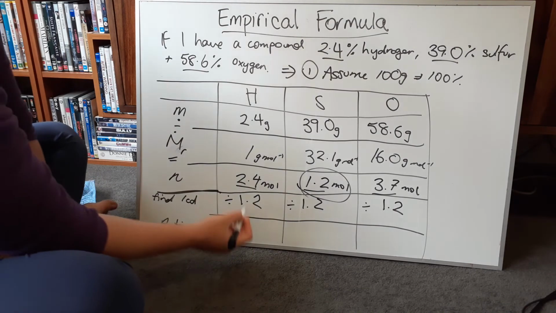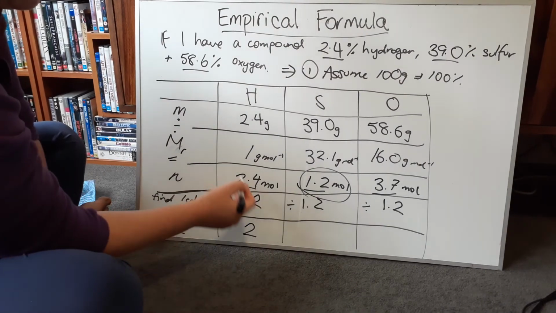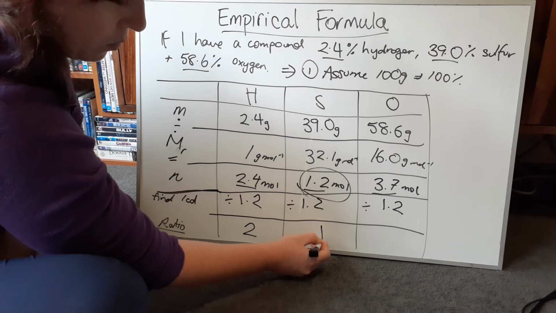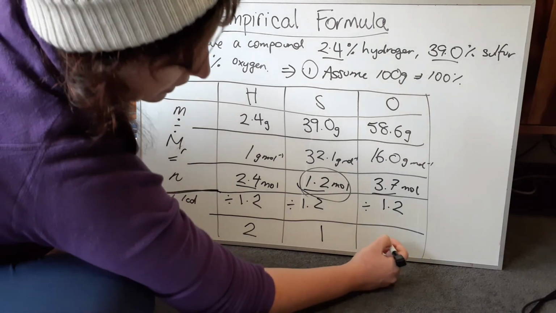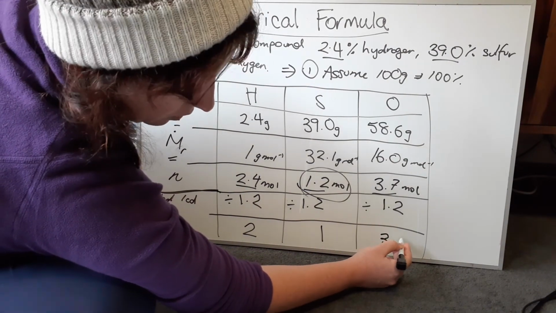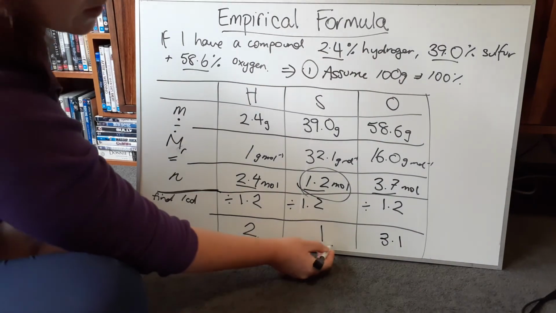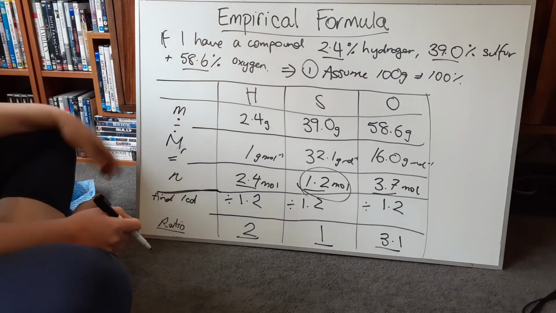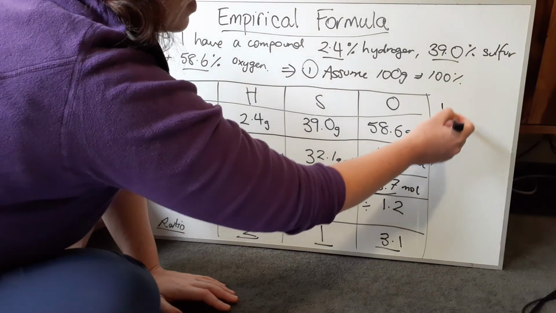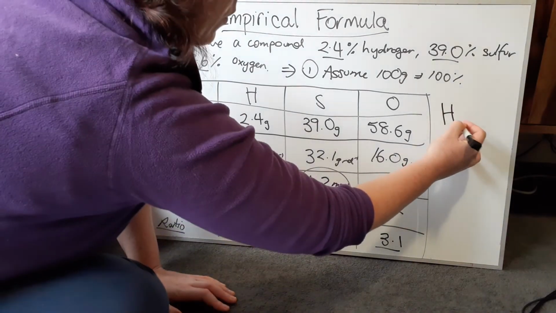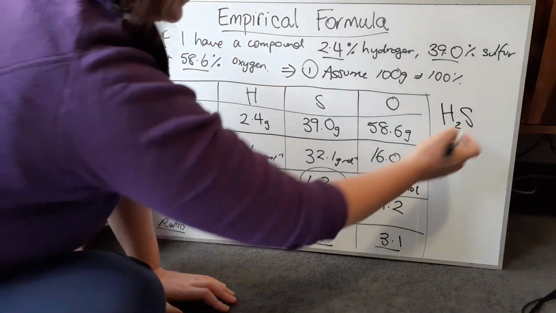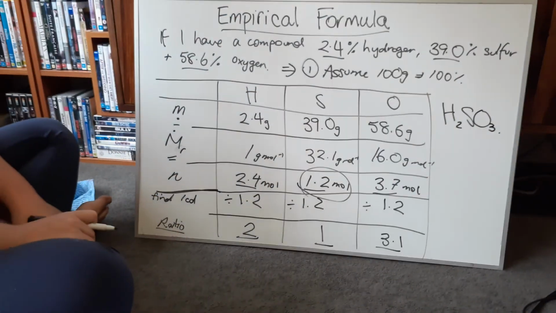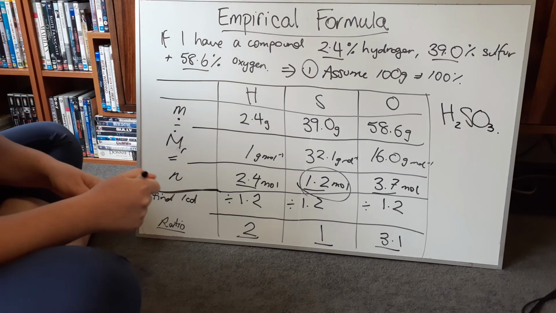My ratio is going to be 2, because 2.4 divided by 1.2 is 2. 1.2 divided by 1.2 is 1. And over here, 3.1. So this is 2 as to 1 as to 3. So I know that my empirical formula is H2S1O3. Yeah? Cool. Awesome. Have a go on your own.